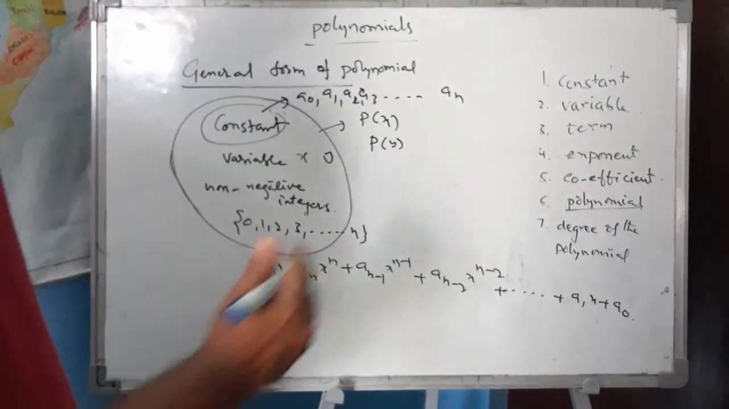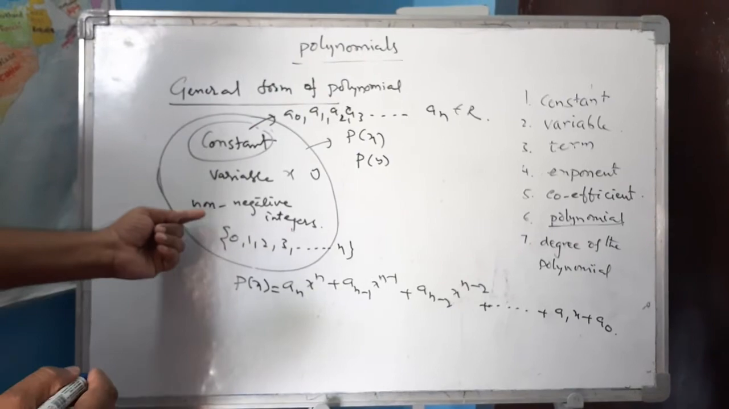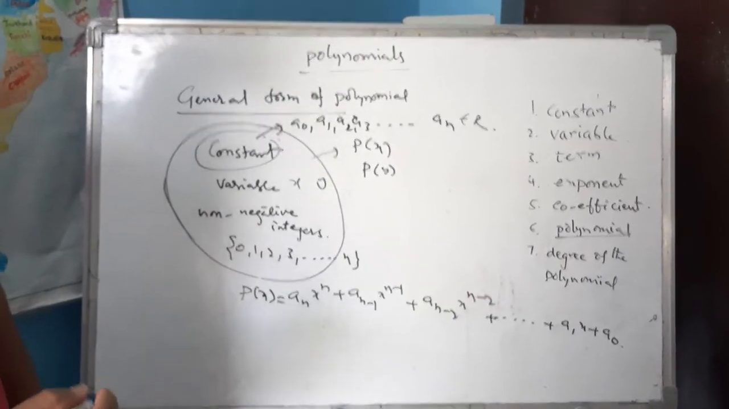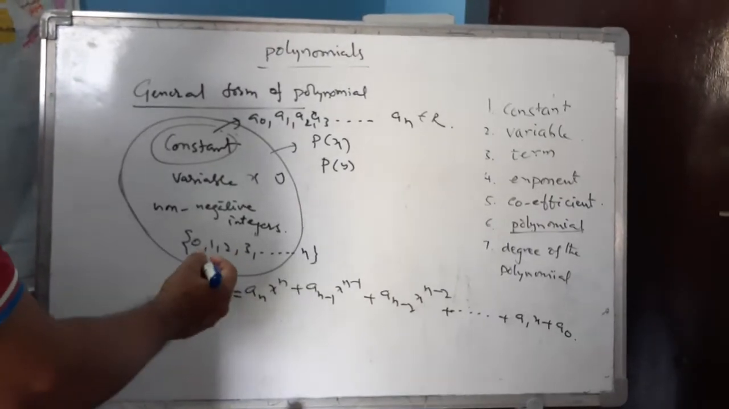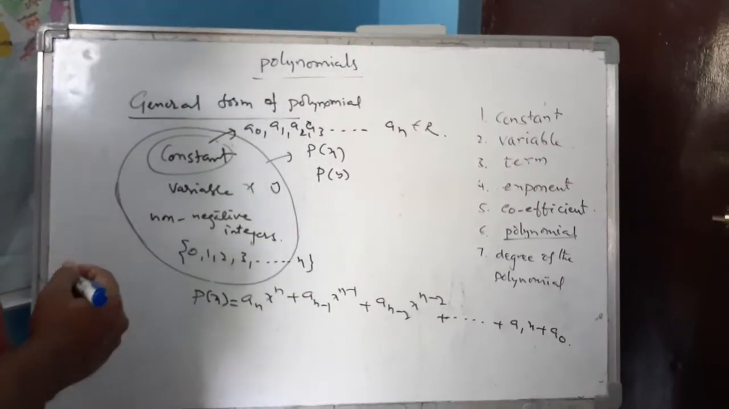These constants belong to real numbers, and where n is 0, 1, 2, 3, 4, and so on, these are non-negative integers.